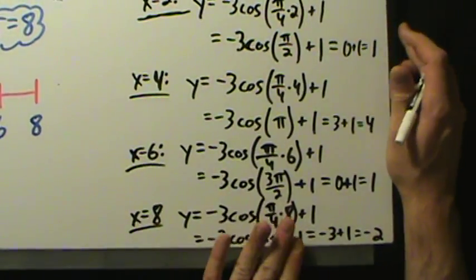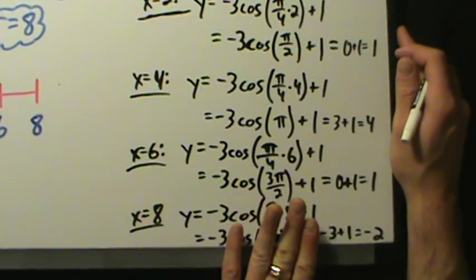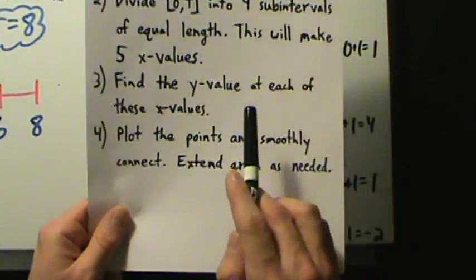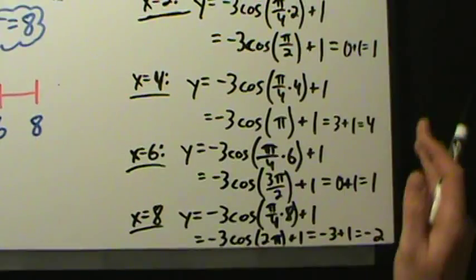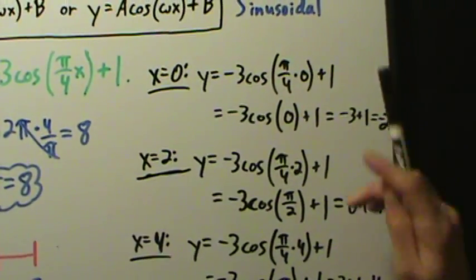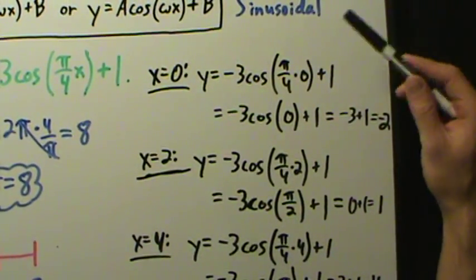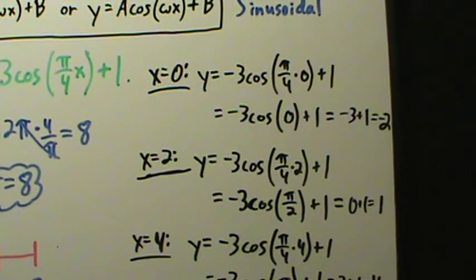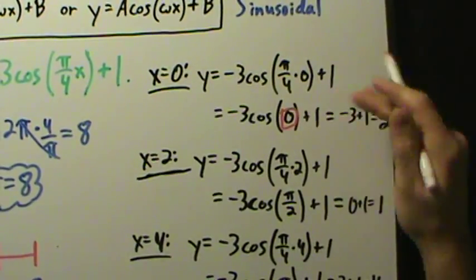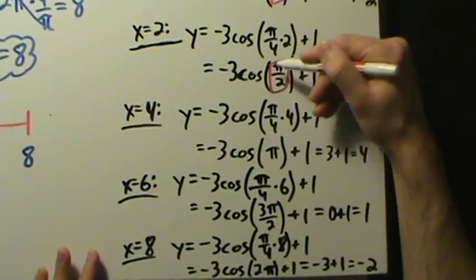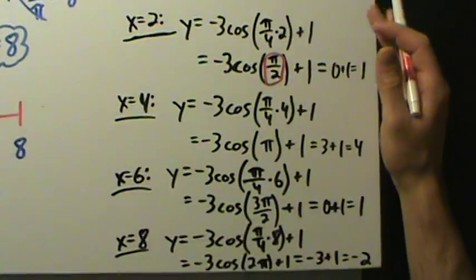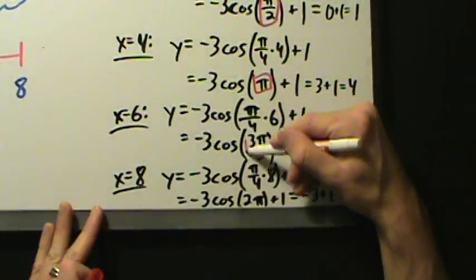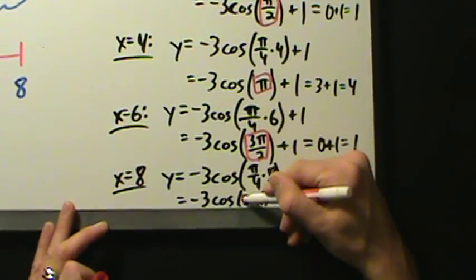Okay, so we don't have to go through all that, but the reason I wanted to write it all out is because I wanted to point something out. First, that's it for step 3, find the y value at each of these x values. So what did I want to point out? Notice here, when we simplified, what did we get? Negative 3 cosine of 0. Okay, we had a 0 in here. When we did the second one, we got pi over 2. When we did the third one, pi. When we did the fourth one, 3 pi over 2. When we did the fifth one, 2 pi.